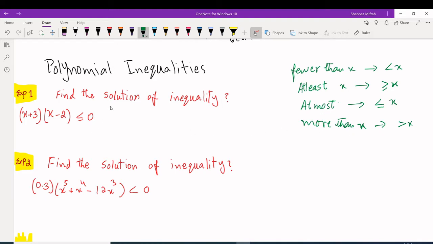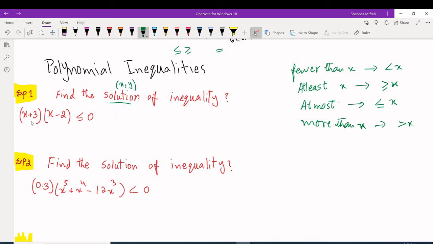Now, here we go with the examples, polynomial inequalities. We will solve inequalities like equations, instead of the inequality signs. If you are solving something like an equation, it would be the same thing. Find the solution of the inequality that is given. So what is the solution? Solution means I'm looking for an ordered pair like x and y. So how do I get that ordered pair?